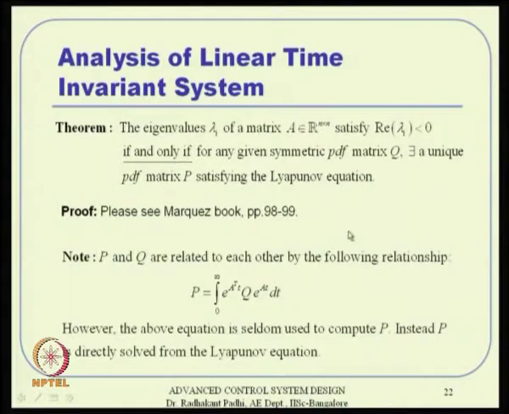Alright, there is a theorem which binds up this property. This theorem tells us that the eigenvalues lambda i of a matrix A satisfy real part of lambda i less than 0, if and only if for any given symmetric positive definite matrix Q, there exists a unique positive definite matrix P satisfying the Lyapunov equation. That is exactly what I told now.